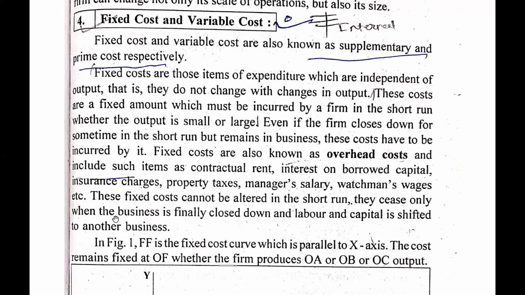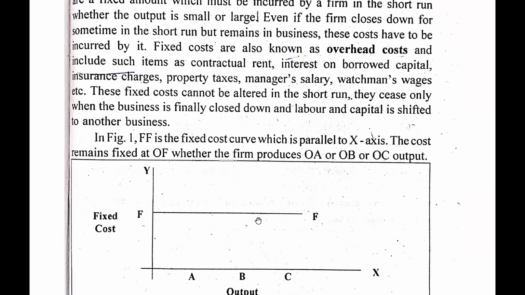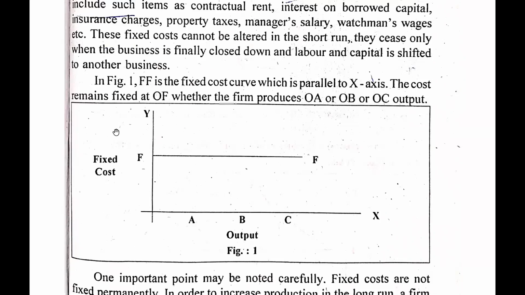They cease only when the business is finally closed down and labor and capital is shifted to another business. So, guys, this is all about fixed cost. Here in figure 1, FF is the fixed cost curve which is parallel to the x-axis. The cost remains fixed at OF whether the firm produces OA or OB or OC output.